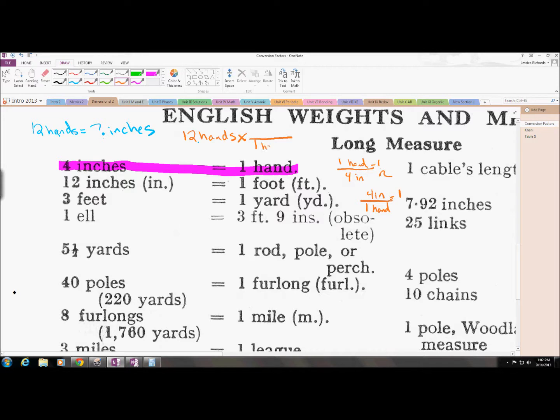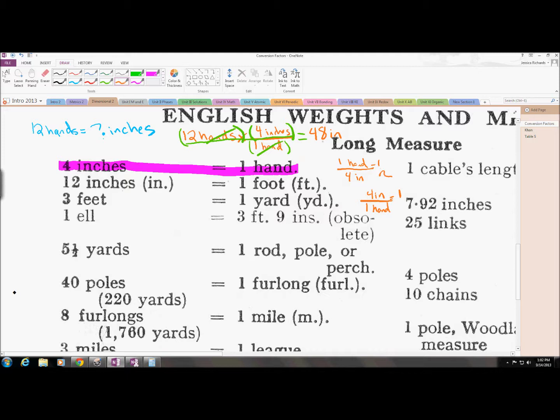If I put the 1 hand on the bottom and the 4 inches at the top, then the hands are going to cancel. Hands divided by hands cancel. Because remember, we're multiplying here. Pretend this line goes all the way across the whole thing. So you just have 12 hands times 4 inches over 1 hand. The hands cancel. I have 12 times 4. That's 48 inches. How many feet is that?